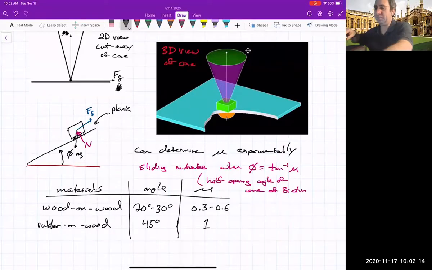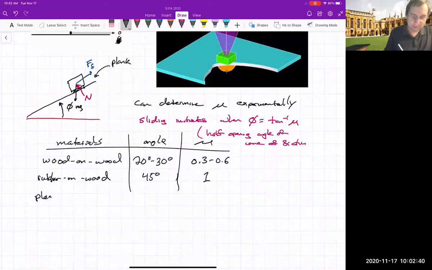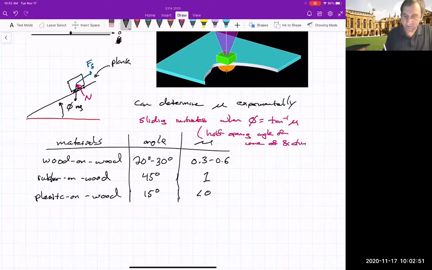For fun, let's try an earpod thing. They're very plastic. Not super awesome. Okay, so here we go. Putting it on here. And what's that, about 20? Okay. Definitely the least friction. So that's plastic on wood. What do we want to say, 15 degrees? It's something small.